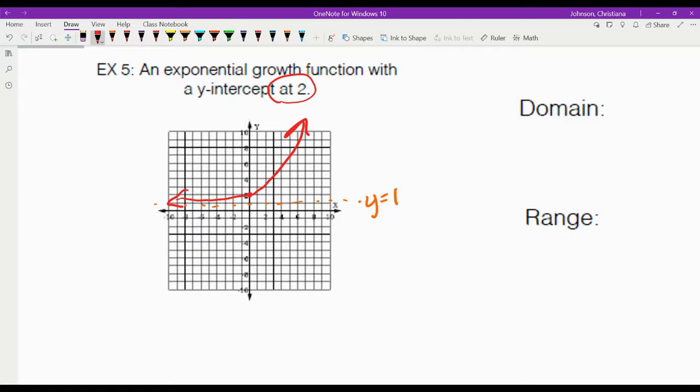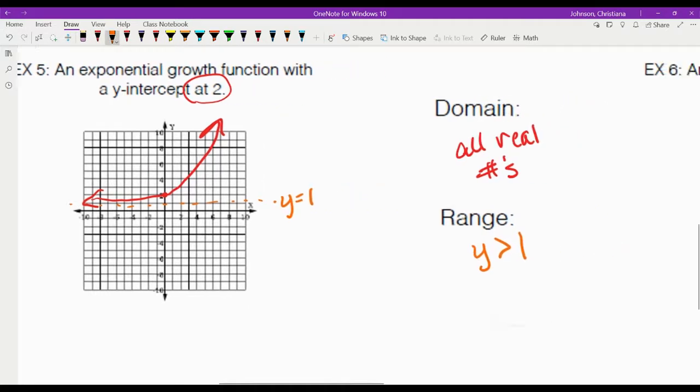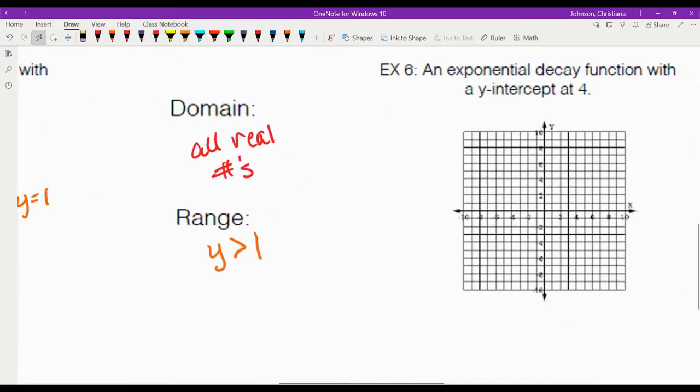So we have all real numbers again because it did say it's an exponential. Also, growth means that it's climbing up. And now we have our range as y is greater than, not 0, 1, because our asymptote has been moved up by 1. And it's a growth, so it looks like it's climbing up.